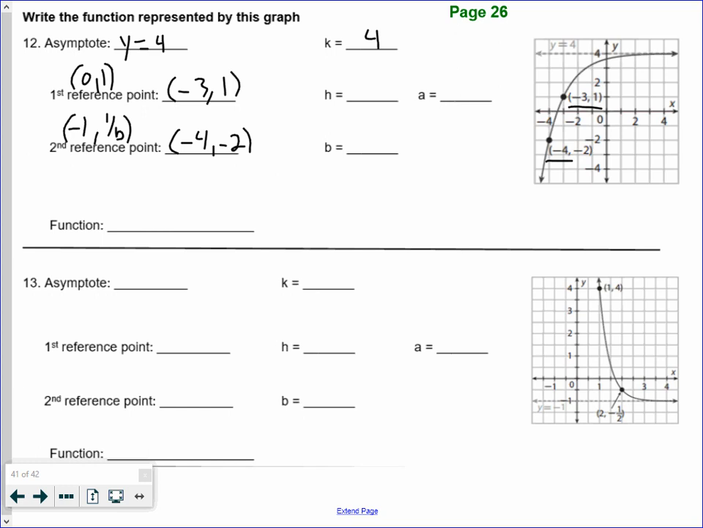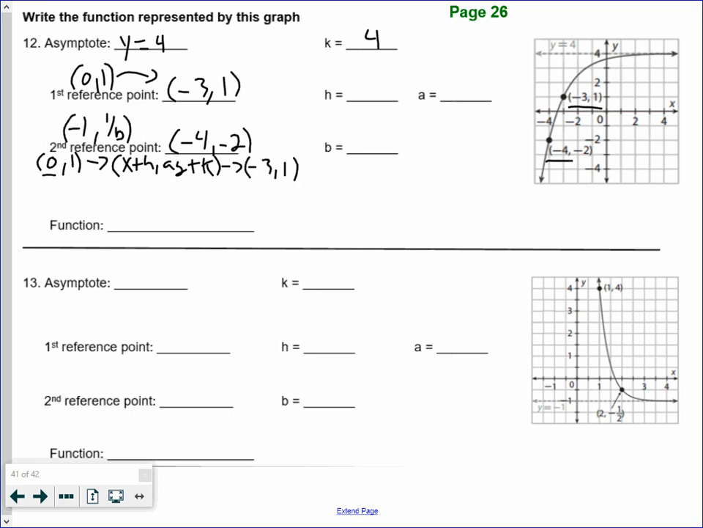So what we're going to do is figure out our transformation rule, so we can actually figure out our a, b, h, and k. So we don't know our h, our a, or our b. But for this first reference point, we know it transforms into negative 3, positive 1. So we have the point 0, 1, and we put that into x plus h, ay plus k. It's going to give us negative 3, positive 1.